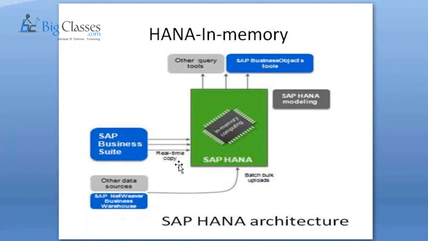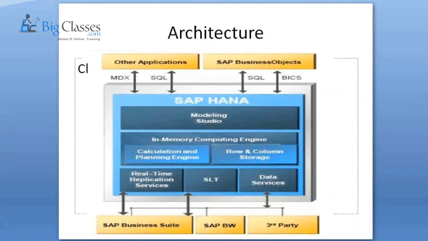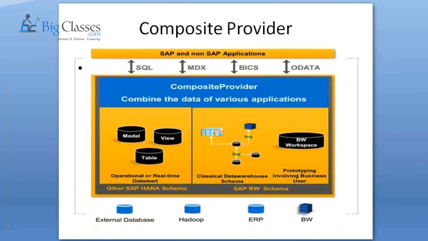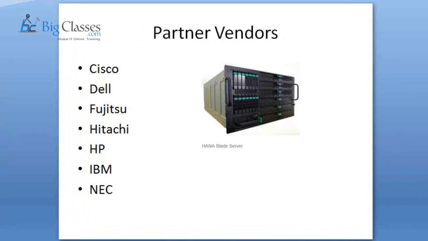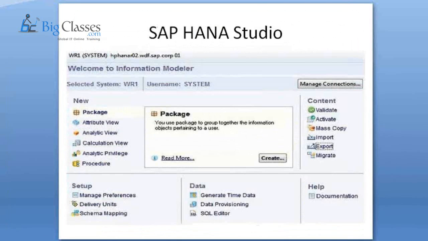So this is how it works. For Business Suite, it goes through real-time copy, SLT, to the HANA Studio, and for other databases it runs in batch updates. So it is SAP BODS, and it loads the data into your SAP HANA, which is in-memory computing, where we can create some information models in your HANA Studio, load that, and provide them to the front-end reporting tool. And these are the different sizes of servers that are available. You have extra small size servers, small servers, medium servers, and large servers.